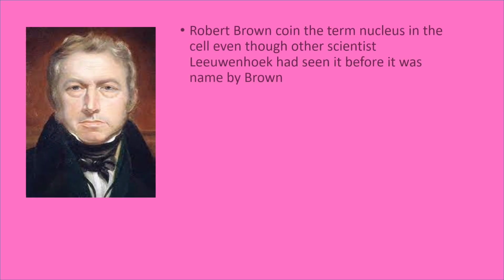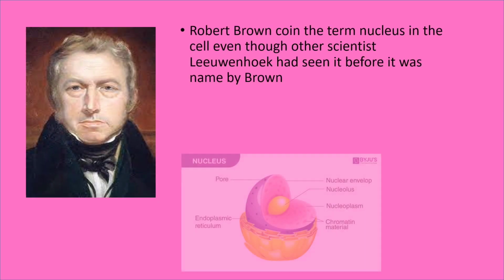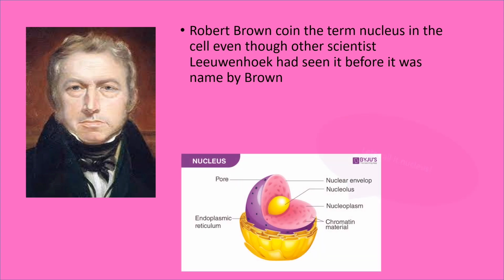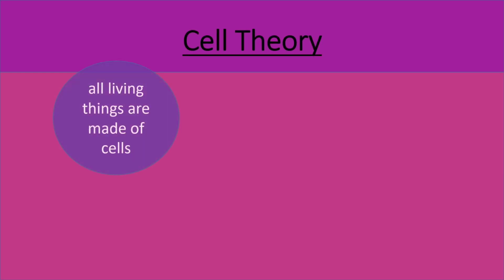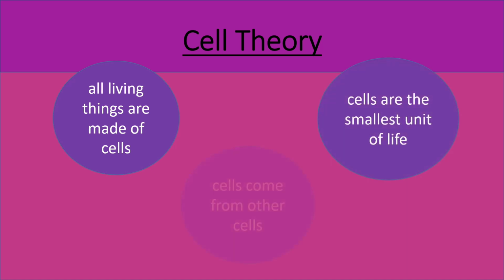Robert Brown coined the term nucleus in the cell. Even though other scientists like Leeuwenhoek had seen it before, it was named by Brown. These discoveries of these three scientists led to the formation of the cell theory. The cell theory has three parts. The first is that all living things are made of cells. The second, cells are the smallest unit of life. And last, cells come from other cells.